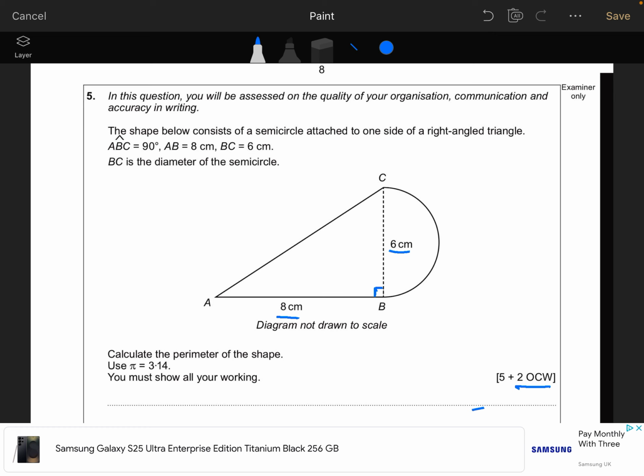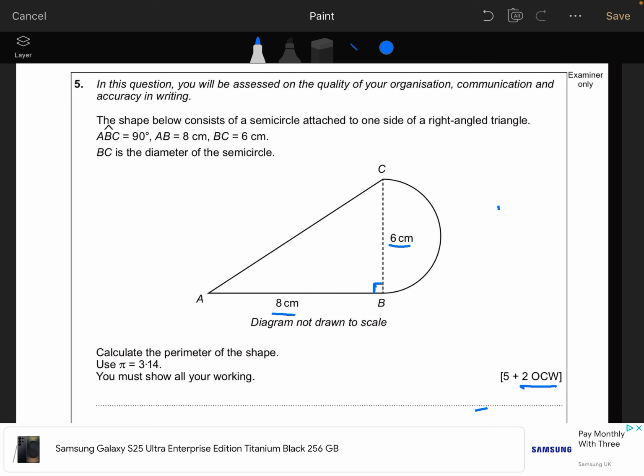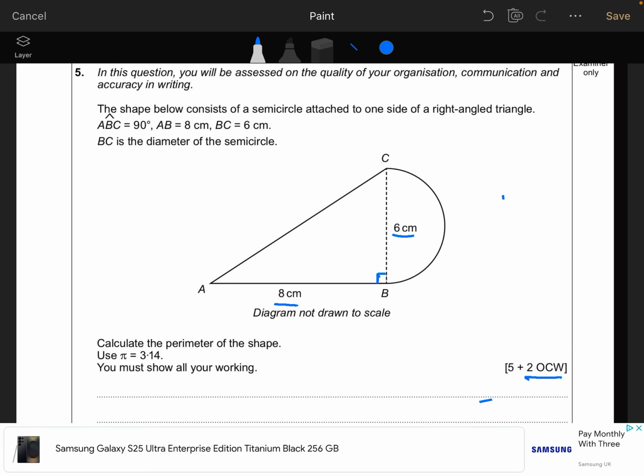It says you've got to use pi equals 3.14, so we haven't got a calculator, so obviously that's important that we use that. Hopefully the calculations are not going to be too tricky. So we've got 3 parts of this. We've got AB, then the curve from B to C, and then from C to A is another straight line. I know AB, so that's fine.